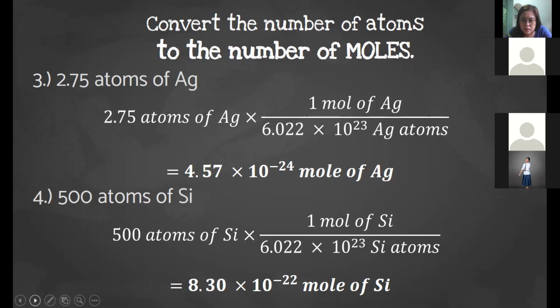So in number 4, the given is 500 atoms of silicon. 500 atoms of silicon multiplied by 1 mole of silicon over Avogadro's constant number, which is 6.022 times 10 to the power of 23 atoms of silicon. It's equivalent to 8.30 times 10 to the power of negative 22 moles of silicon.